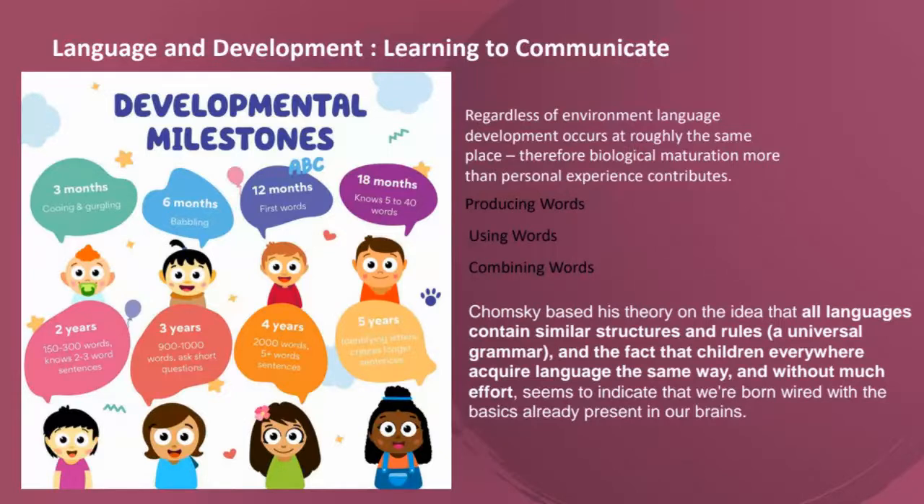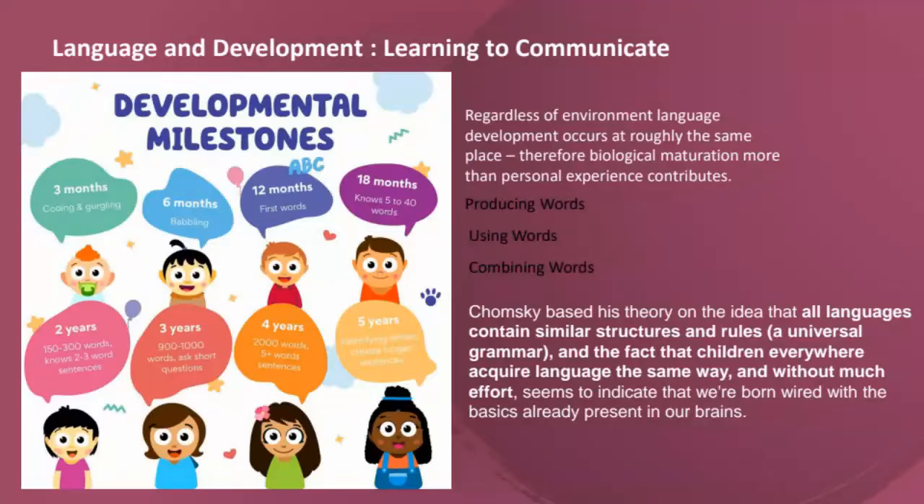Regardless of the environment, language development occurs at roughly the same pace, and it happens systematically across child development. Therefore it's very much about biological maturation. Right from 3 months old, the child can coo and gurgle, at about 6 months they start to babble, and at about 12 months they produce their first words. Then they learn how to use words, and then they learn how to combine words. From an environmental perspective, it's important that you talk to your child and teach children vocabulary, but as much as you're teaching vocabulary, there is an innate ability in children to learn to communicate.